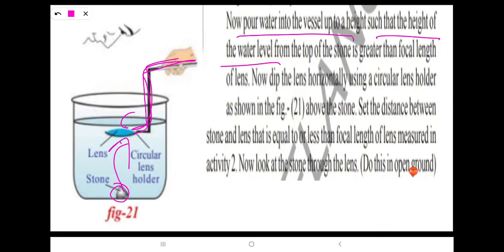Now set the distance between stone and lens equal to or less than the focal length of the lens. We know the focal length of the lens is 30 centimeters here. So here we have to set the distance between stone and lens equal to or less than the focal length of the lens. So now look at the stone through the lens.